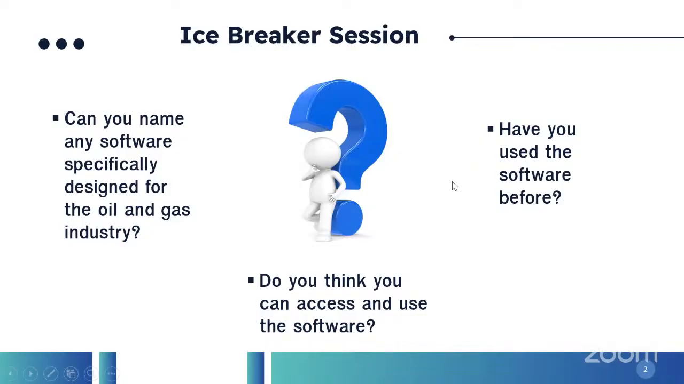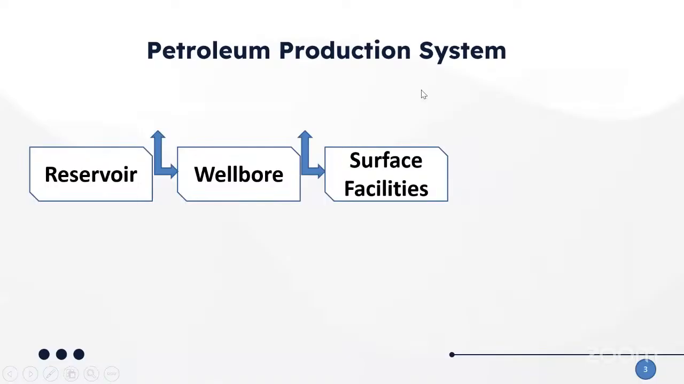So moving forward, our topic says something around production optimization, but how do we even discuss production optimization without understanding what the production system is all about? To some people, the production system is just the surface facilities. When we talk about separators and compressors out there, but the production system is actually bigger than that.